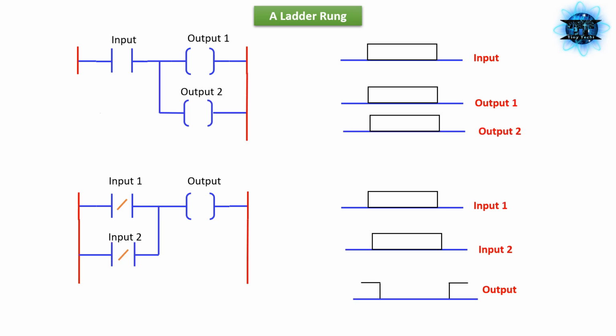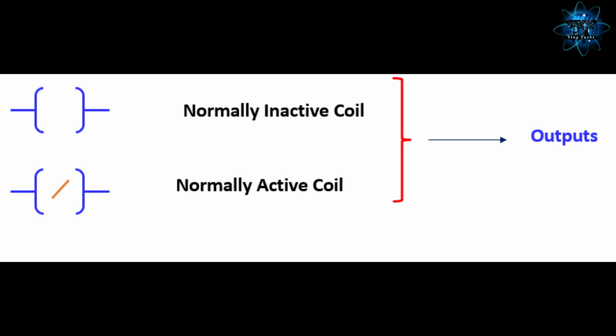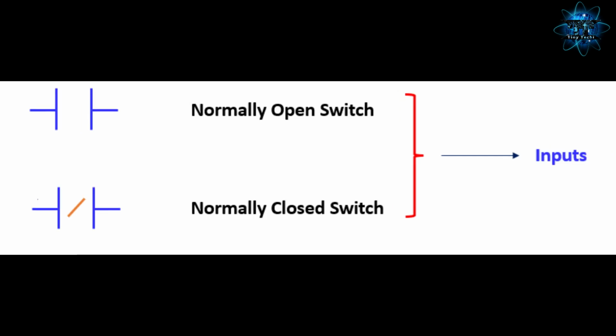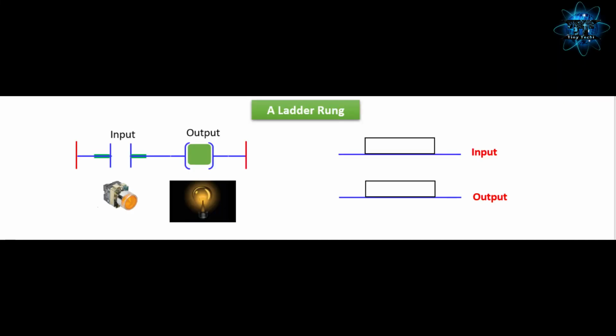There are two types of contacts or inputs: normally open contact and normally closed contact. And there are two types of coils or outputs: normally inactive coil and normally active coil. Normally open contact. Whenever the input or contact is closed, the corresponding coil or output is energized.